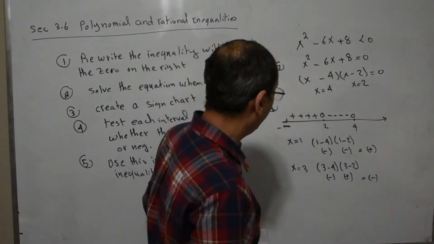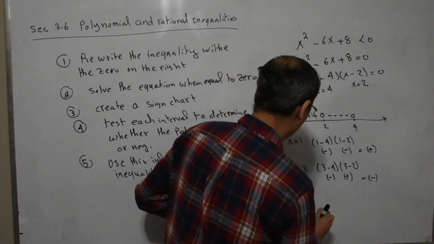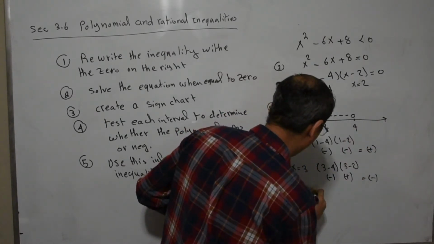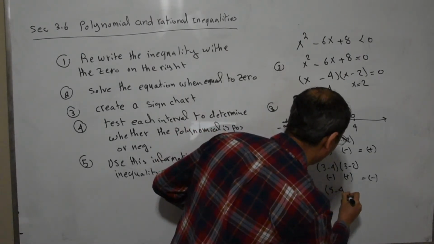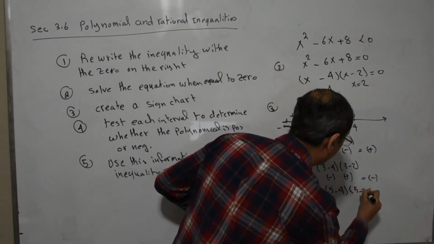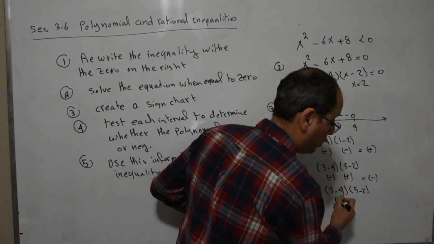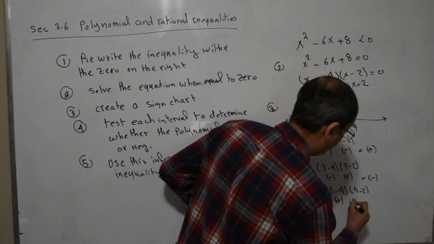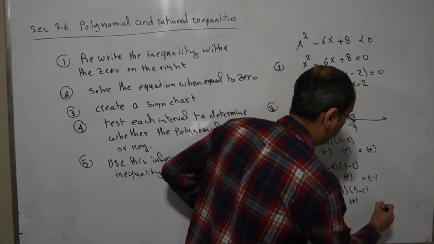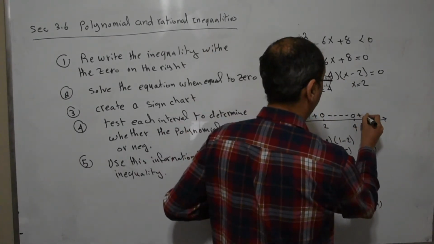For the third interval, I pick something greater than 4, so I would say x equals 5. So I have 5 minus 4 times 5 minus 2. 5 minus 4 is positive, because it's 1. 5 minus 2 is 3, also positive, and positive times positive is positive. So now I have positive here.